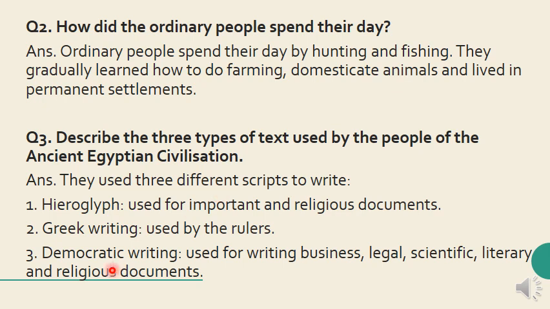Second, Greek writing, which was used by the rulers only. Third, demotic writing, which is used for writing business, legal, scientific, literary and religious documents. So these were 3 different scripts they used to write.